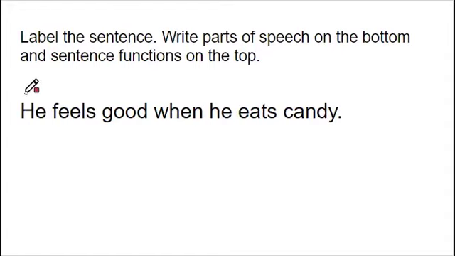If I mark my clauses here, I've got he feels good. That's one little mini sentence. And then I've got when he eats candy. Again, it's kind of like another little mini sentence. The difference here is that I could cross this part out and still have a sentence here, he feels good. If I tried to cross out this first part, when he eats candy could not stand alone as a sentence. When he eats candy, there's just a sense of incompleteness there grammatically.